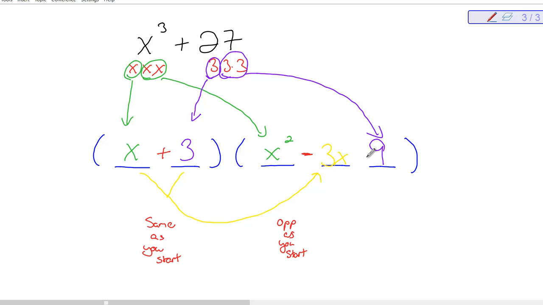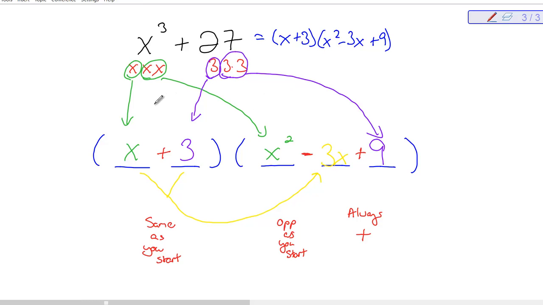Your last sign that goes here is probably your easiest. It is always positive. Does not matter what you start with. This sign is always going to be positive. So x to the third plus 27 factored out is actually going to be x plus 3 times x squared minus 3x plus 9. This is its factored form.